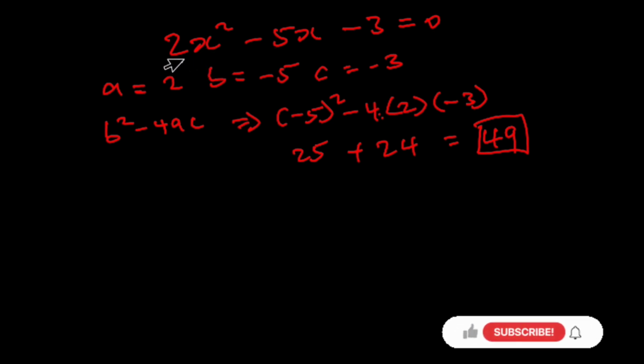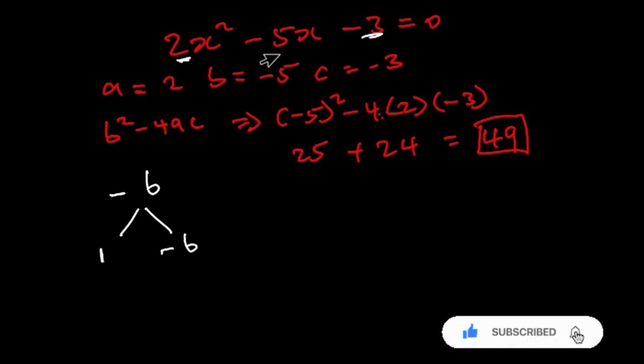I'm going to multiply the coefficient of x squared with the constant. 2 times negative 3 will give us negative 6. So you find two numbers so that when we multiply them we get negative 6, and when we add them we get negative 5. And those two numbers are 1 and negative 6, because 1 times negative 6 is negative 6, and 1 minus 6 is equal to negative 5.